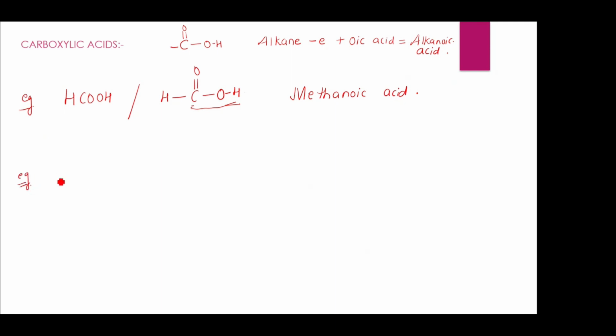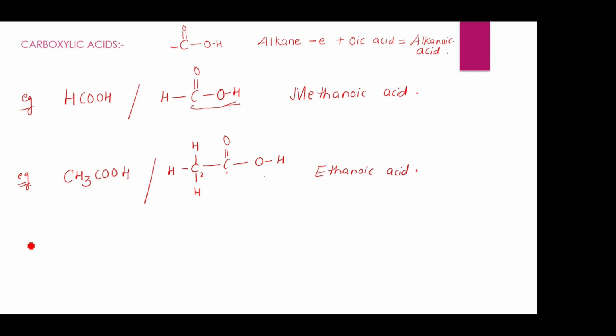Let's see another example. CH3COOH, or you just write the full structure: CH3, C double bond O, OH. So we have two continuous carbons, so the word root will be eth, and the functional group will be oic acid. So the IUPAC name of this compound is ethanoic acid.